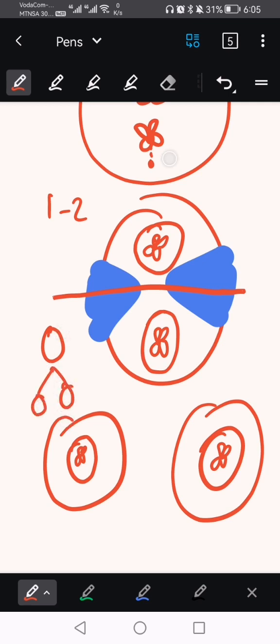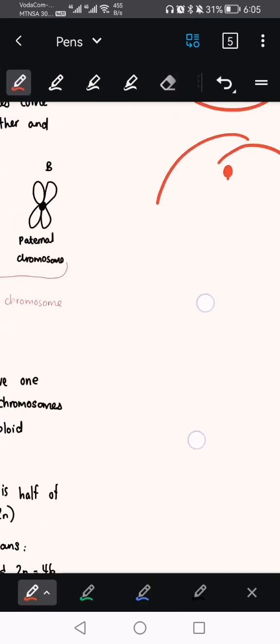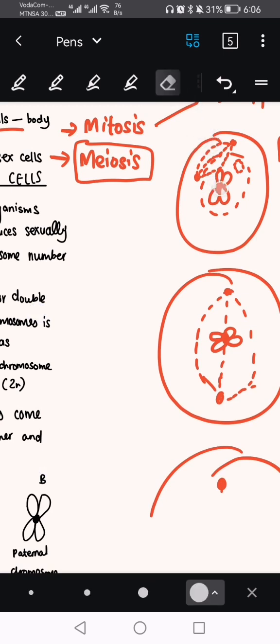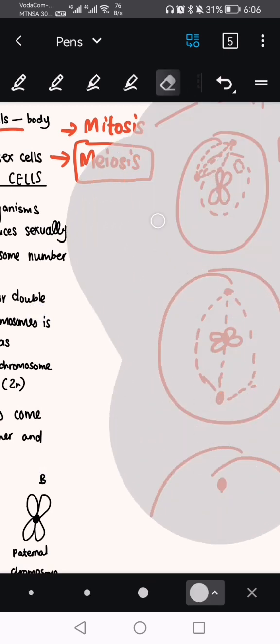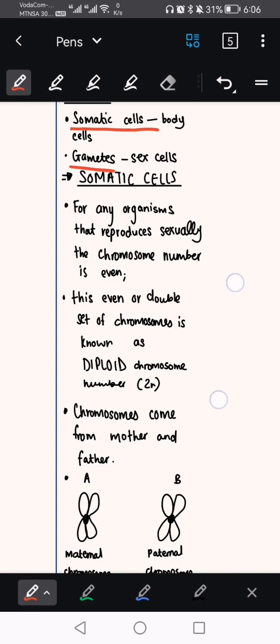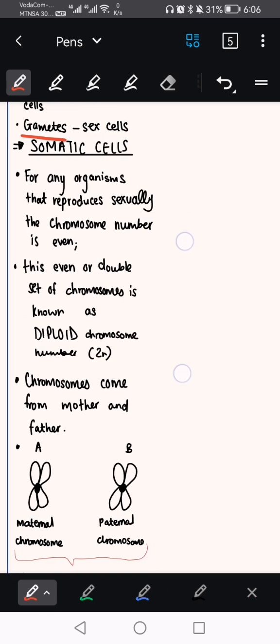That's not everything that happens there. Obviously, you can go and look at what happens there in your own revision, but for the sake of keeping this video based on the grade 12 content only, that was just a quick recap on mitosis, just so you can understand. Understanding mitosis will really help with understanding meiosis. With that being said, let's just go to somatic cells.